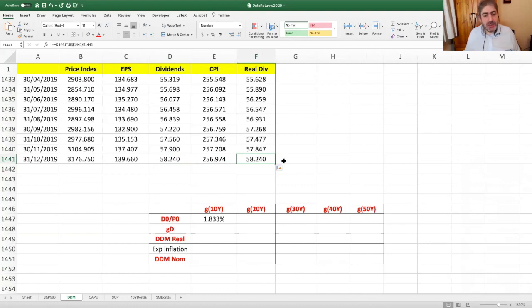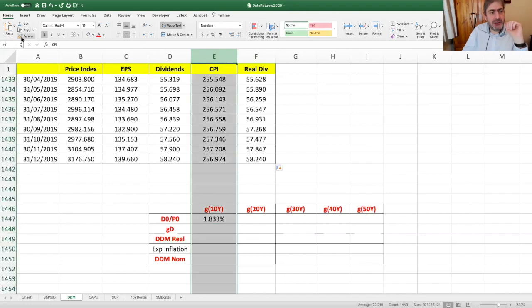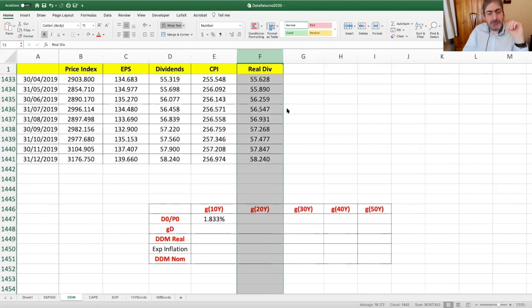Okay, so now how do we calculate the growth rate of dividend? So let's assume, Christopher, if your formula is correct, it's just a matter of formatting. So just change the format. I suggest you take the column E, copy the format, and then apply the format here.